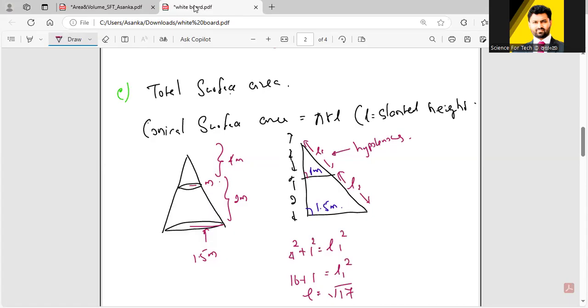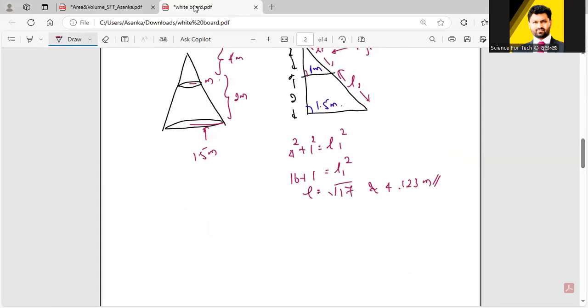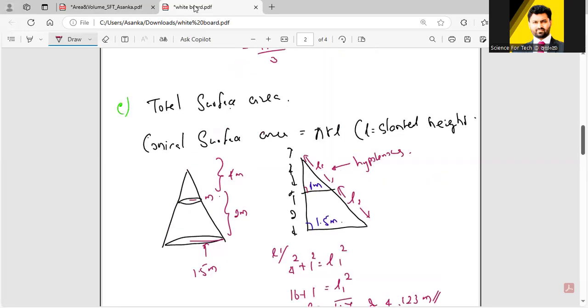Let's see what the square root of 17 is. It is 4.123 meters. This is L1. Let's find L2. To find L2, I have to apply the Pythagoras theorem to the whole triangle, and the hypotenuse should be subtracted by L1. Then 6 meters means the total height. This total height, 6 meters.